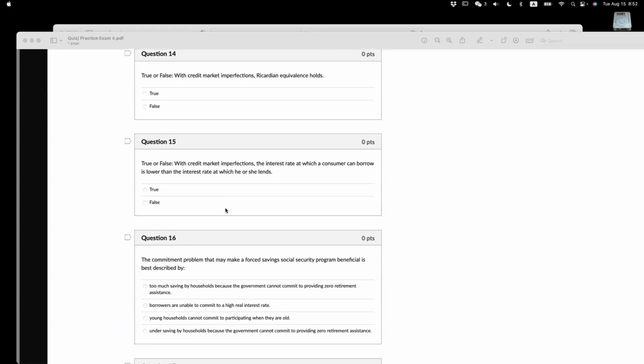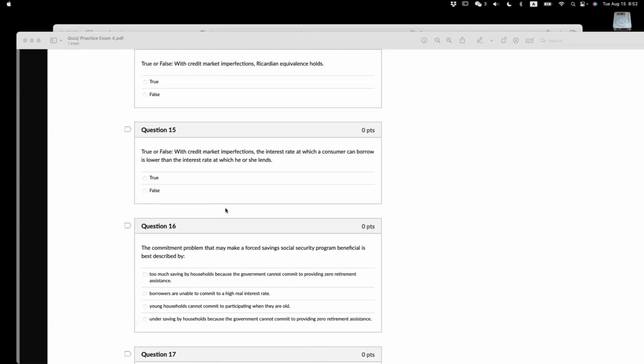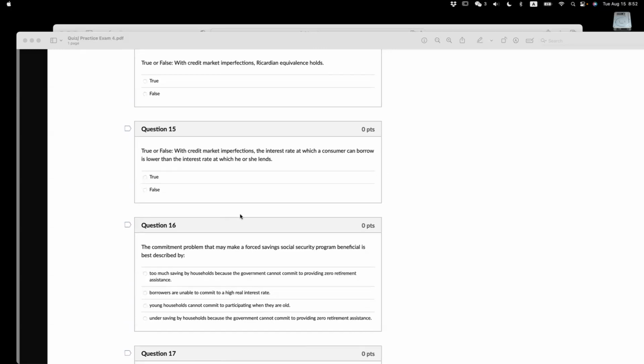Okay. Question 15, true or false? With credit market imperfection, the interest rate at which a consumer can borrow is lower than the interest rate at which he or she can lend.